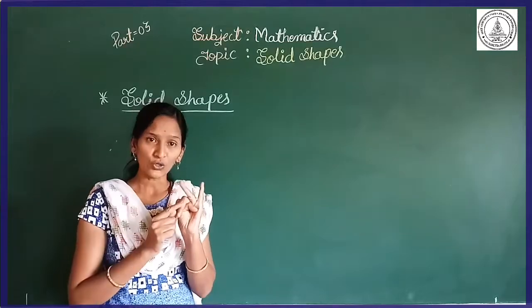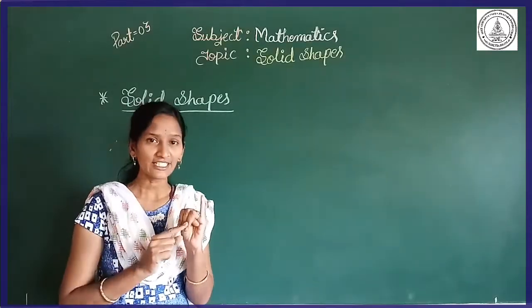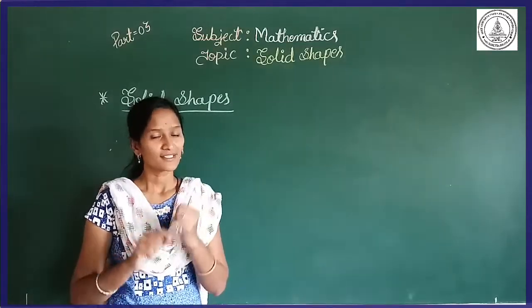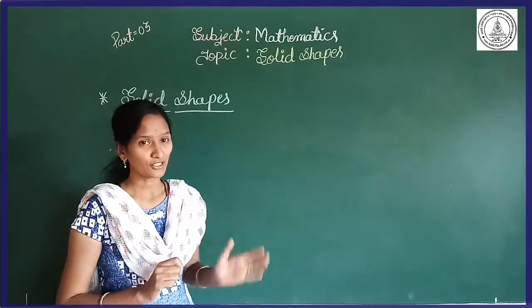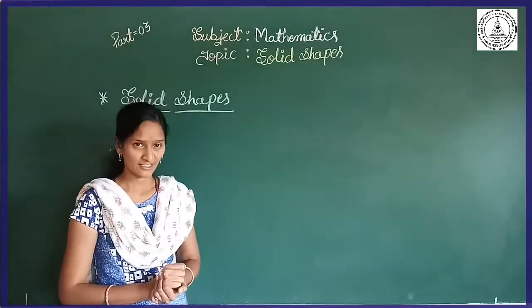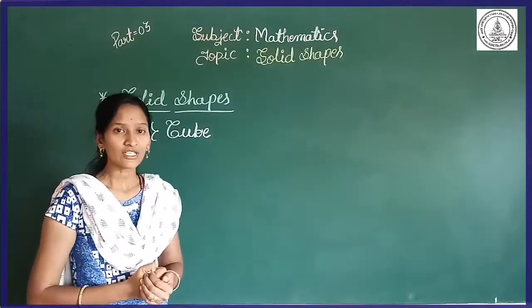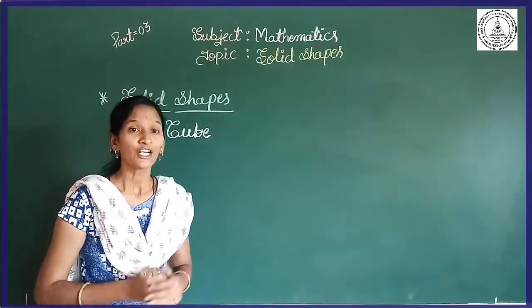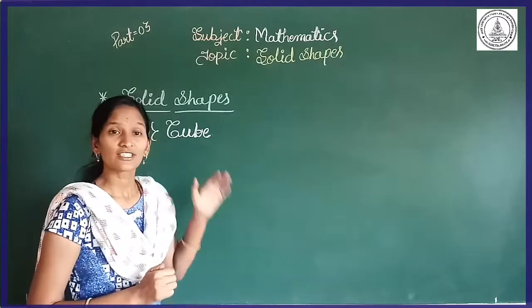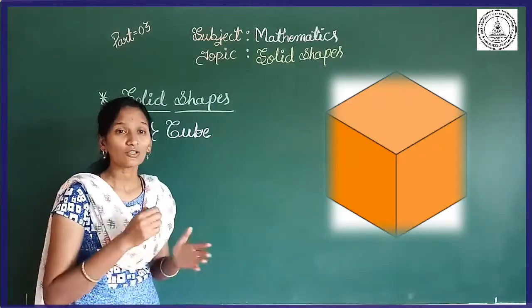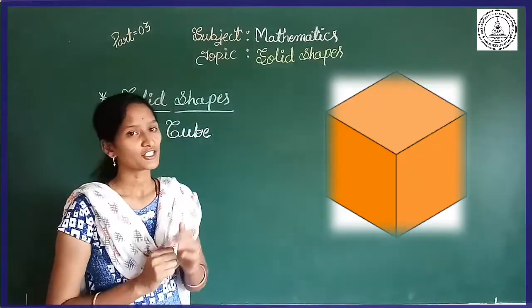Third one cone, and the fourth one cylinder, and the last one it is sphere. So these are all the solid shapes you learnt in class first. Okay, so now first come to the cube. Students, look here. This is a cube shape. So this solid shape we can also call it as 3D shapes.